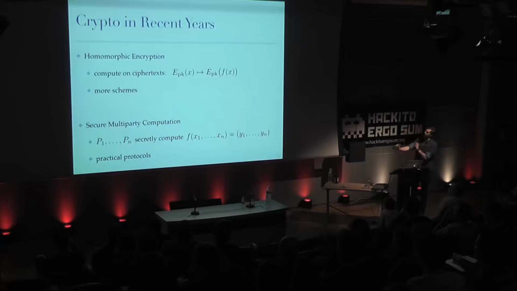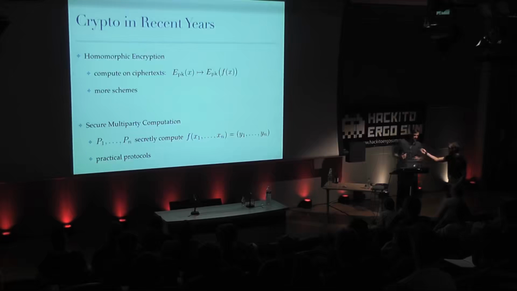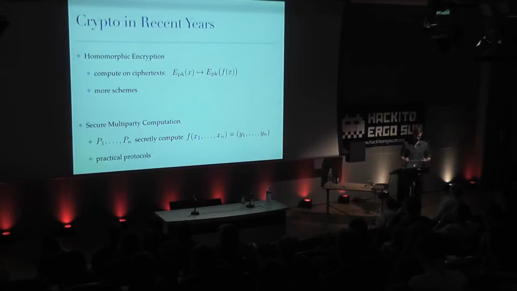Okay, so specifically, crypto in recent years has evolved on one field called homomorphic encryption, where we actually do the computation directly on ciphertext. So I can encrypt with my public key. I can send you the ciphertext. You can somehow manipulate the plaintext inside the ciphertext, send me back the encryption. I can decrypt and see the result. And specifically, the progress in this has been in developing more schemes that allow for a larger class of functions to be computed.